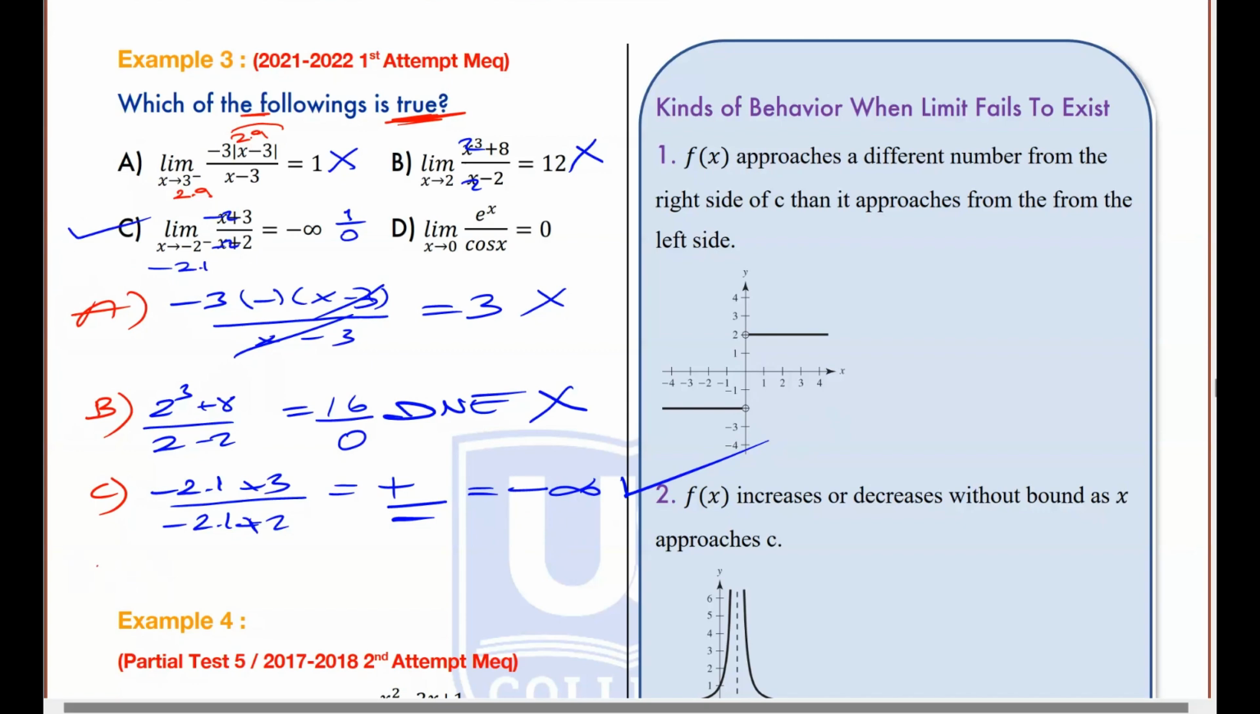D. Okay, substitute 0 for x. Do plug in. E to the 0 is 1. Any number raised to the power 0 is 1. Cosine 0 is also 1. 1 divided by 1, 1, not 0. So it's false. So the correct answer is C.